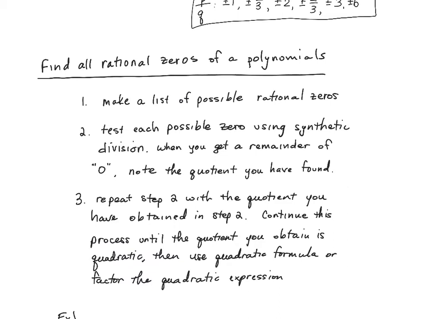Go ahead and pause it and write this down. This is a list of steps you're going to do to find rational zeros, and really this is finding, I'm going to change this to real zeros. So this is what you can do to find all zeros of a polynomial.